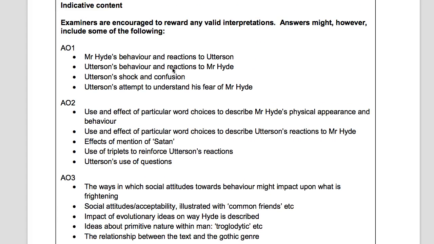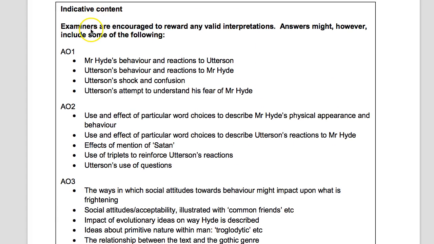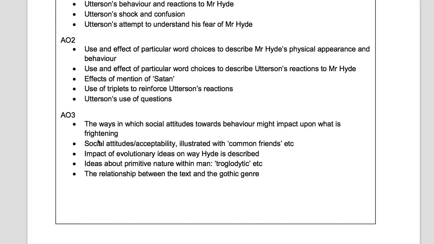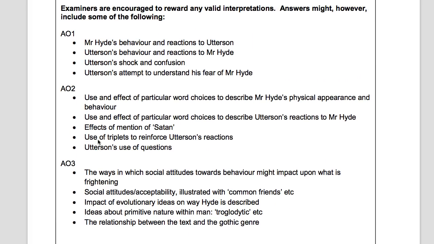And if we go to the top of the indicative comments, examiners are encouraged to reward any valid interpretations. Answers might include some of the following. So I can be reasonably confident with AO1 and AO2 that I'm easily on track by writing about the themes. Well, now let's look at the context.